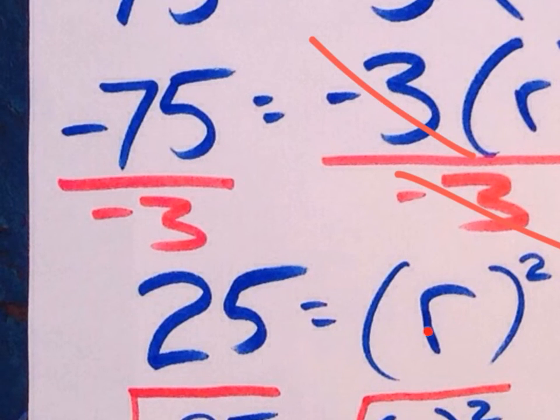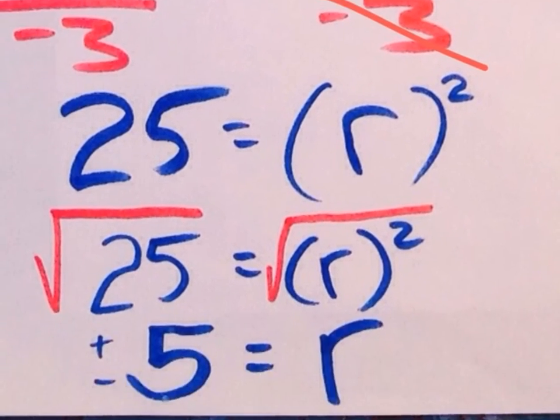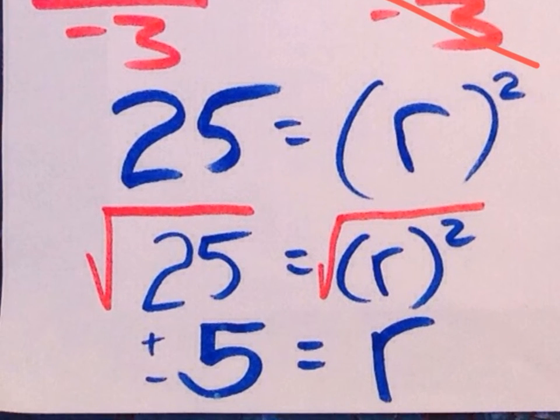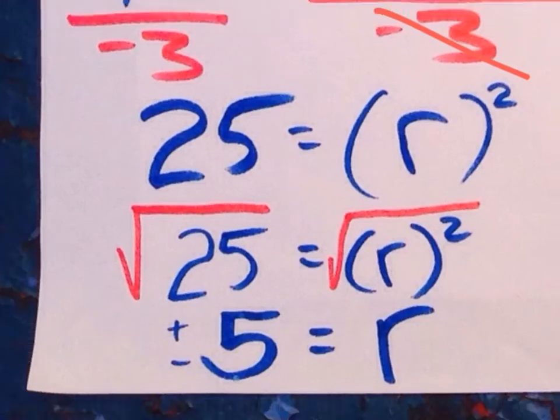25 equals ratio squared. How do we get rid of this 2 right there? It's raised to the second power. Well, what we're going to do is apply square root to both sides, and when we square root both sides, this disappears. So we're left with just the ratio. Square root of 25 is positive or negative 5. So we're going to have two equations as a result.